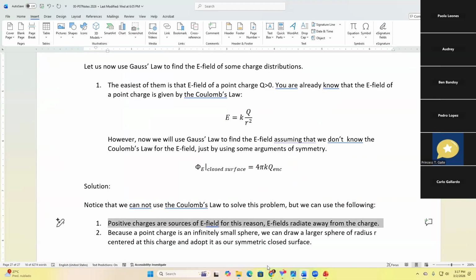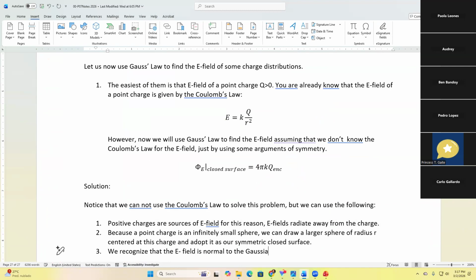Positive charges are sources of electric fields. We can draw a larger sphere of radius r, centered on the charge, and adopt it as a symmetric closed surface. What else? We recognize that the E field is normal to the Gaussian surface. Normal to the Gaussian surface. 4.